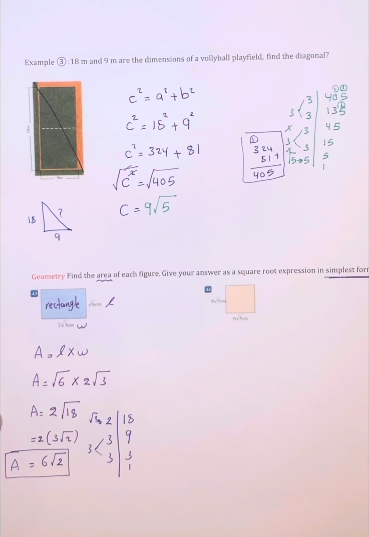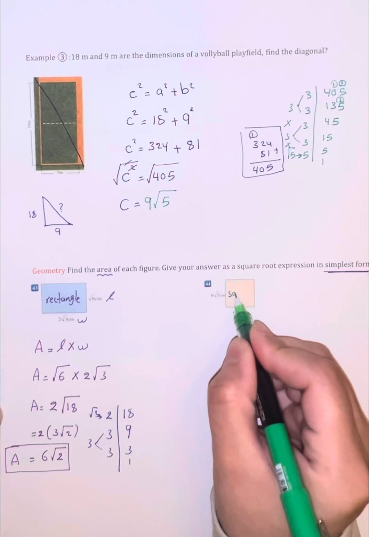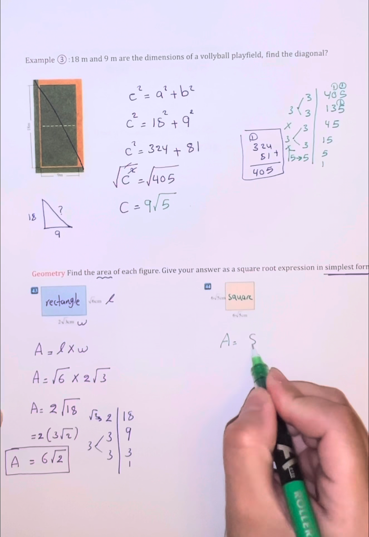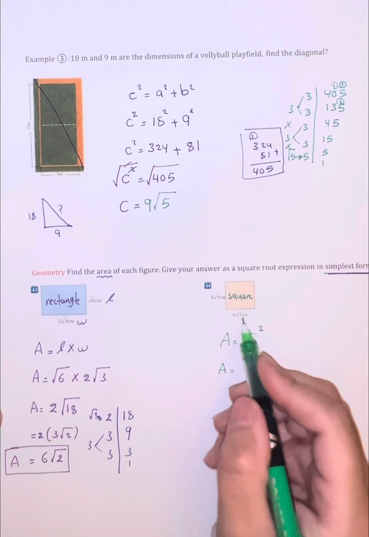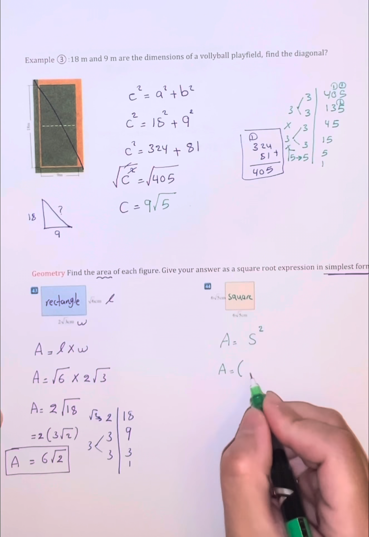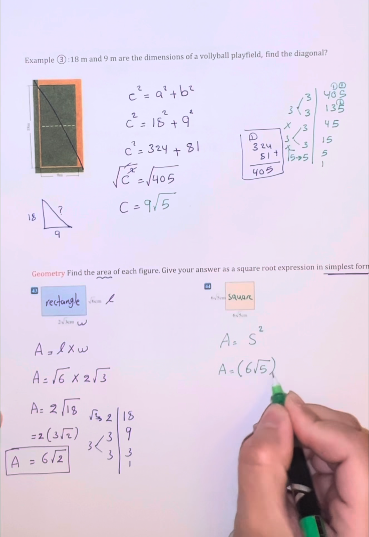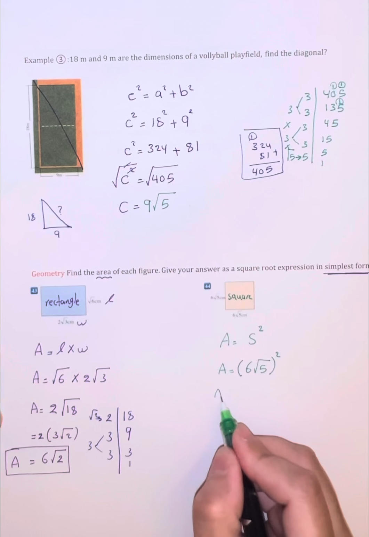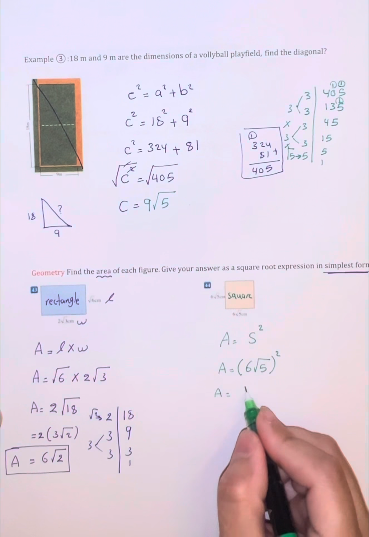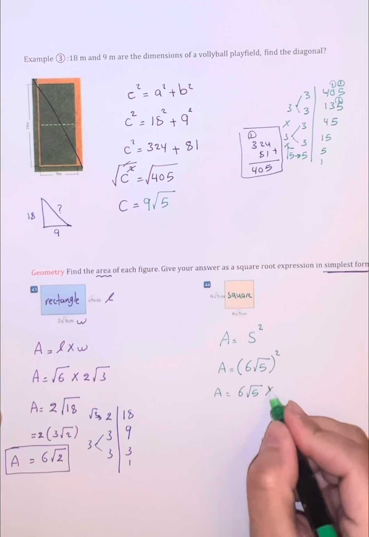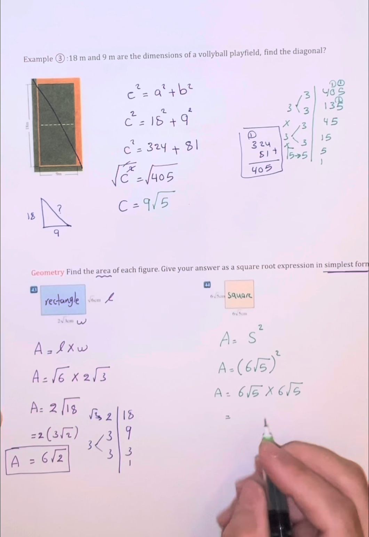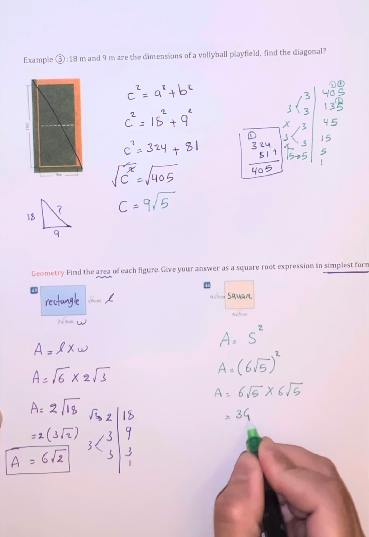The second figure is a square, okay? The area for a square is the side squared, as it is. As you see, there are 2 equal side lengths. I will write the bracket 6 square root of 5 to the power of 2. Any term raised to the power of 2, I will write the term twice, okay? Number by number, square root by square root. 6 times 6 will be 36, okay?